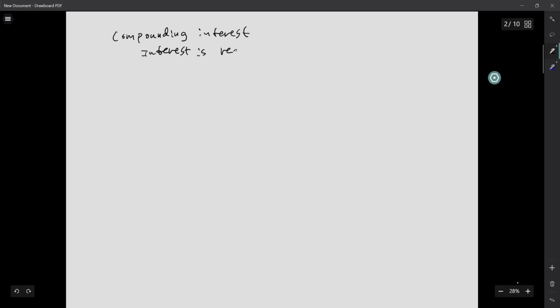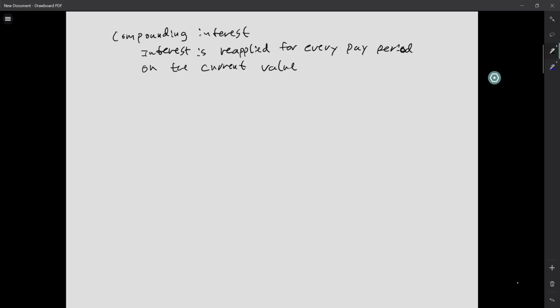I'm going to say reapplied for every pay period on the current value. So what that would look like is, well, we'll say we have 1 month, then this is going to be P times 1 plus the rate. So the 1 there is for the original amount, because if you distribute the P here, you'll have P plus PR. So you have the original principal amount plus the interest applied to the principal amount.